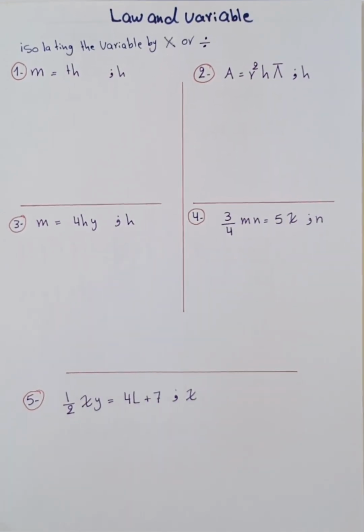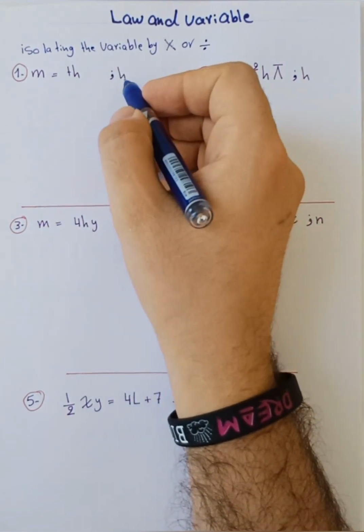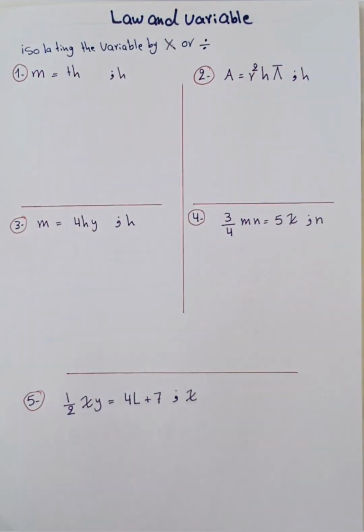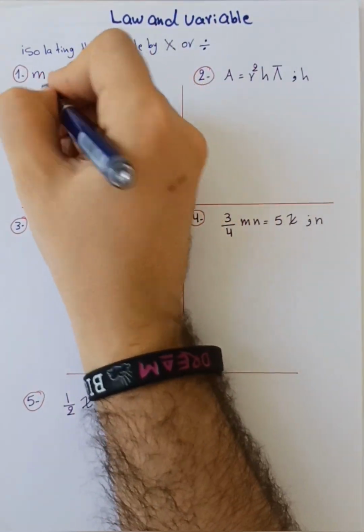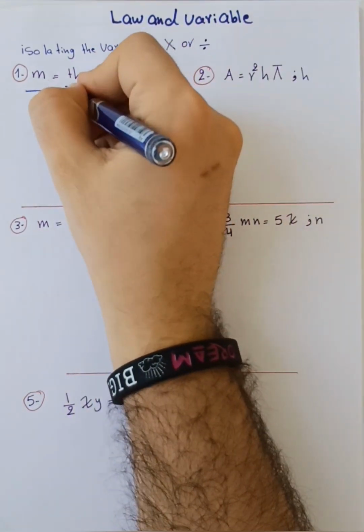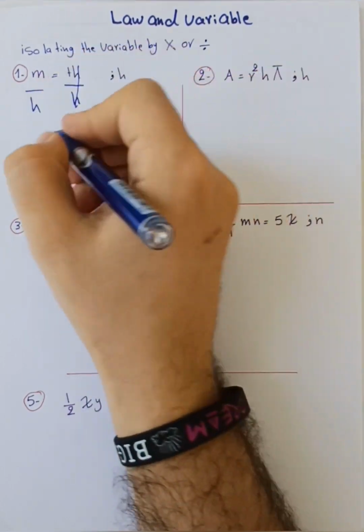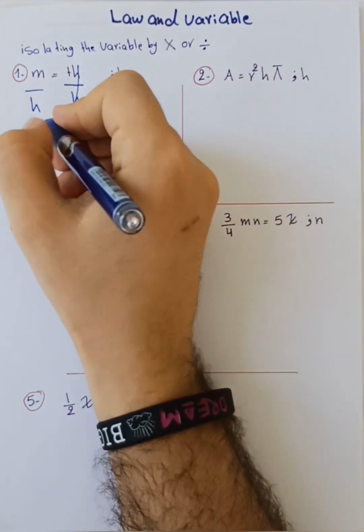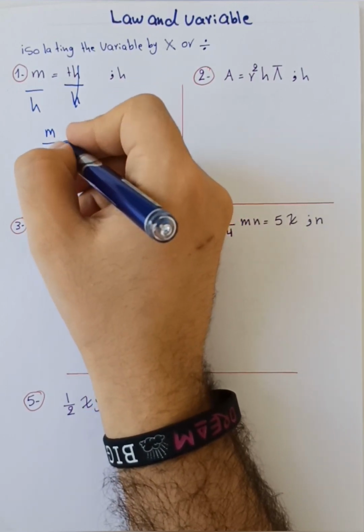After that, the second part of this lesson, how to isolate the variable by multiplying or dividing. Example number 1, you have m equal to th, the variable h. We have to make this equation variable h stay alone. So we have a multiplication equation, you have to divide both sides by h. These two h are reduced.